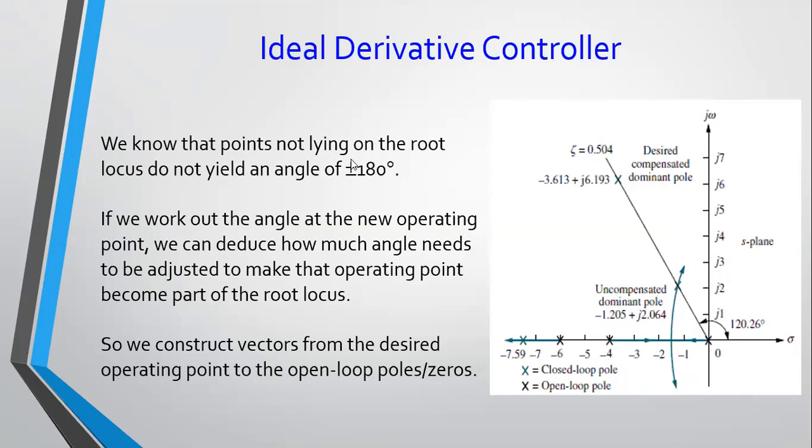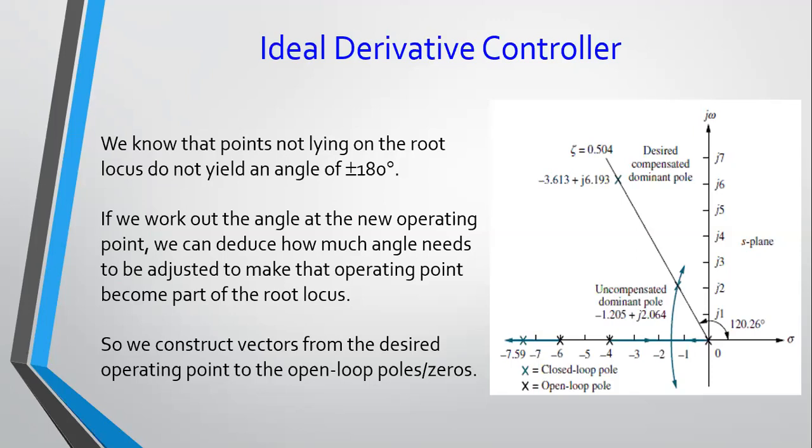So this is what I've just said about the angle contribution being 180 degrees. So what can you do now? You can work out what angle we are getting at this new operating point. If we work out the angle at the new operating point, we can deduce how much angle needs to be adjusted to make that operating point become part of the root locus. If we were to calculate the angle at this new operating point, we definitely would not get plus or minus 180 degrees, but we'll know what angle is missing for us to actually get that sum of angles to be plus or minus 180 degrees. And so the zero we're going to introduce should provide this difference in angle, should provide this adjustment.